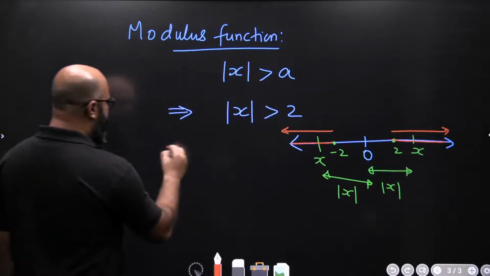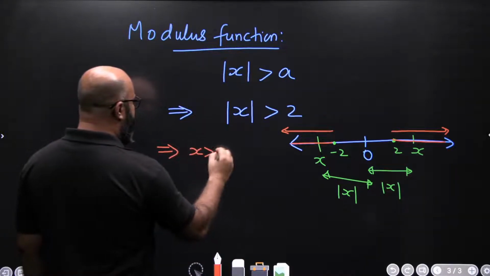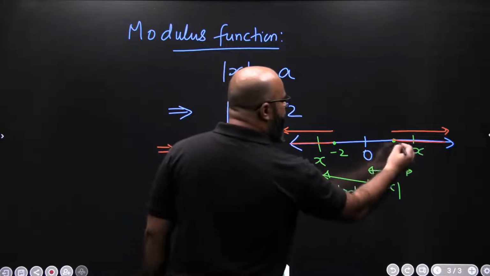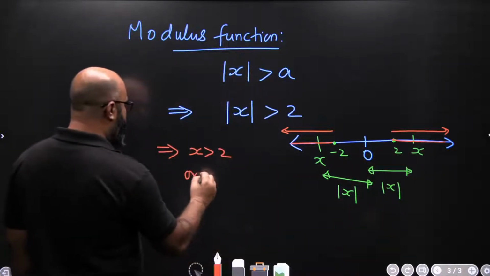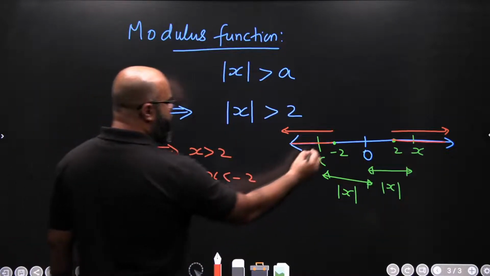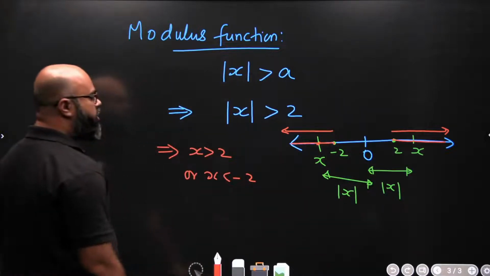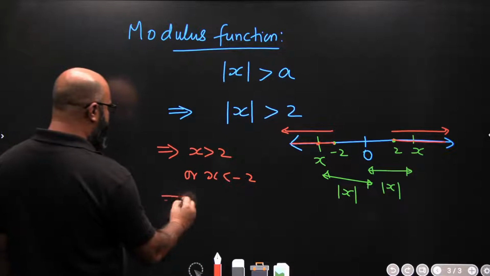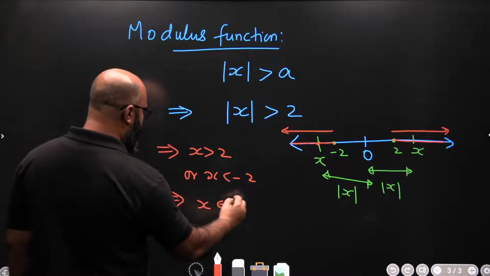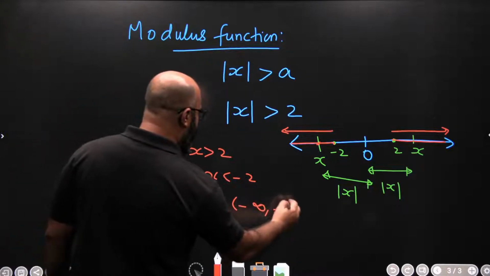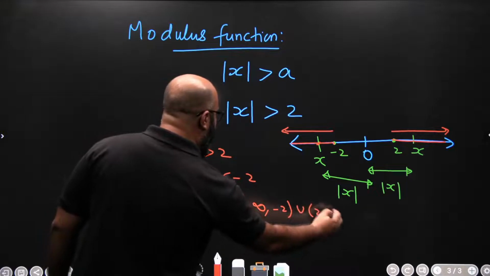So what we see here is that either x should be greater than 2, or x should be smaller than minus 2, not between minus 2 and 2. That region we won't take. So we say that x belongs to minus infinity to minus 2 union 2 to infinity.